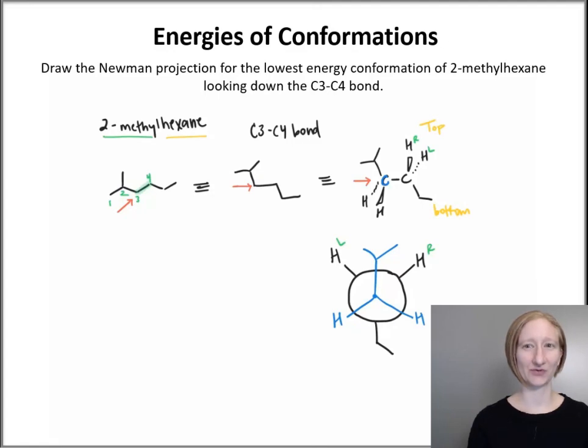And now because our two groups, the ethyl and isopropyl groups, are pointing 180 degrees from one another, we've drawn the anti-conformation, which will be the lowest energy conformation of the structure. So this is the Newman projection for the lowest energy conformation of 2-methylhexane looking down the C3-C4 bond.